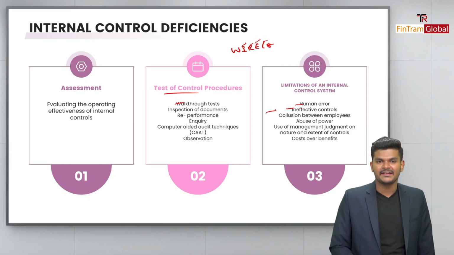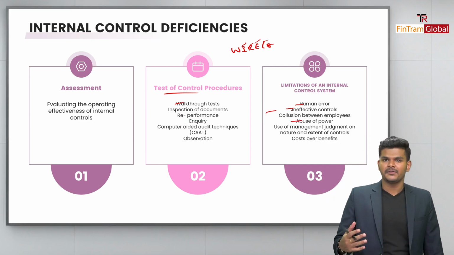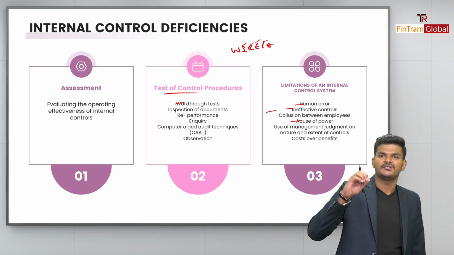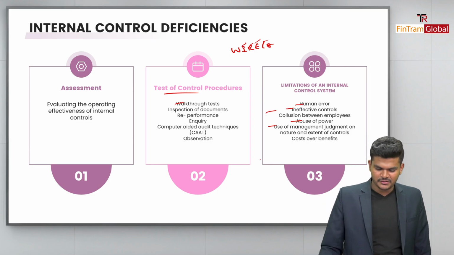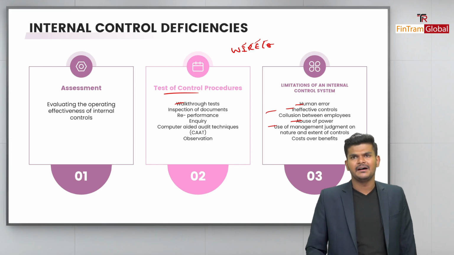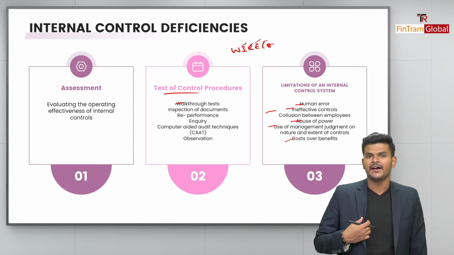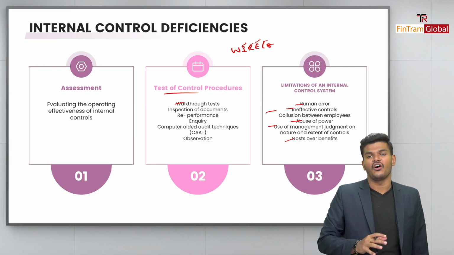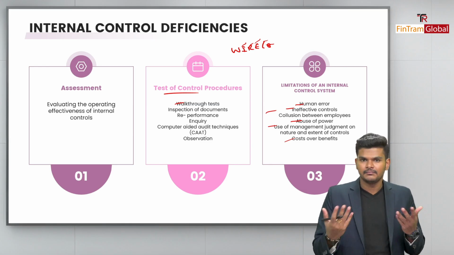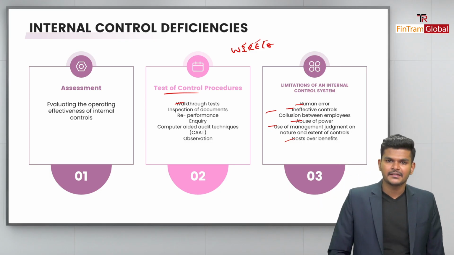Collusion between employees can happen, fraudulent activities and stuff like that, right? Teeming and lading, etc. People with power could abuse their power. There's a concept known as management override of controls as well. So that can happen. Use of management's judgment on nature and extent of controls, right? Certain controls are quite judgmental to a certain extent. And finally, cost over benefits. Ideally, if I am implementing internal controls, then the benefits should exceed my cost, right? But if it's the other way around, then it's not that profitable. So that's basically the idea. Okay, folks, so those are some limitations of internal control systems as well.